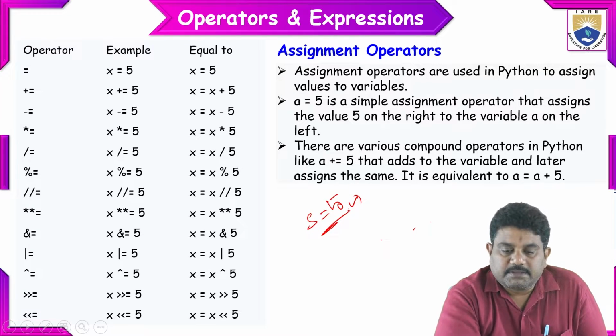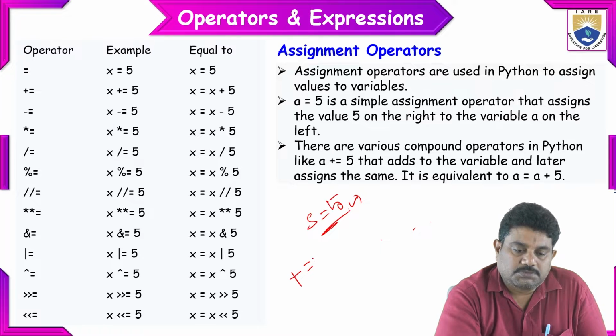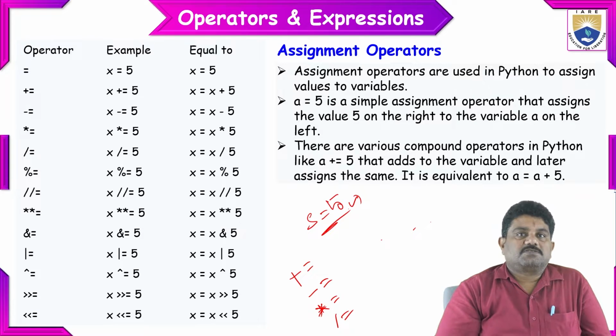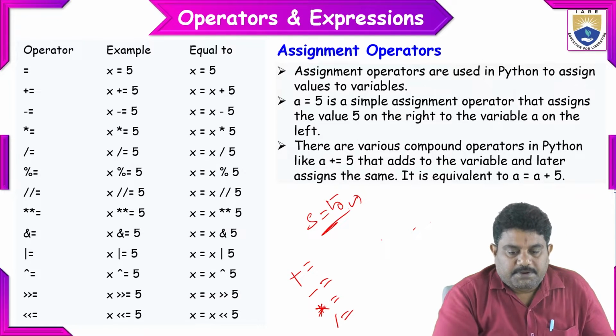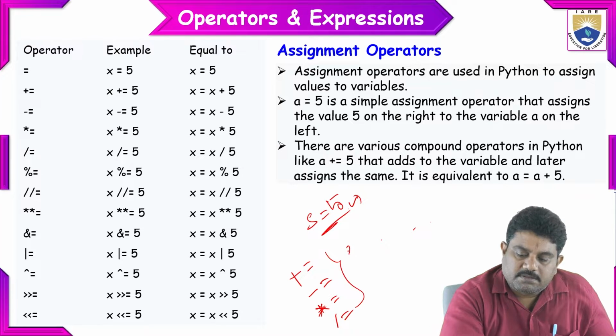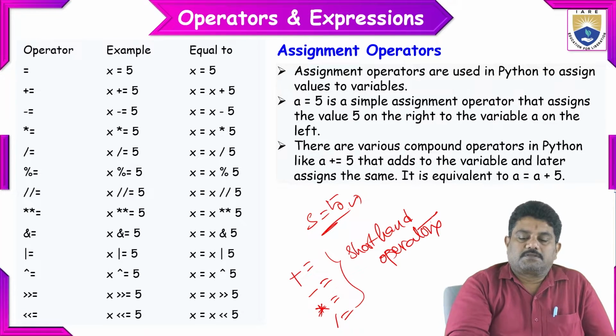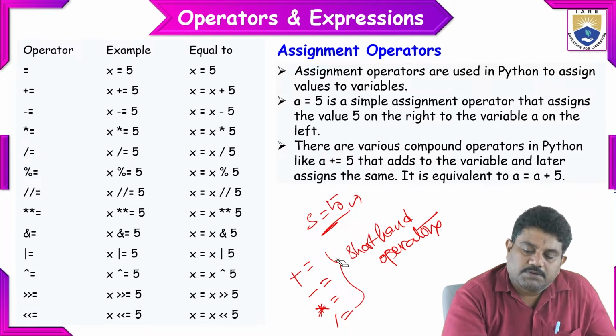So there are some other assignment operators. For example, like this: plus equal to, minus equal to, star equal to, slash equal to. Like this, there are some like this. Many operators are there. Here is the list with arithmetic operations and logical operations. We have many of the assignment operators. These are also called shorthand operators. So what does that mean? Plus equal to, minus equal to, star equal to, all these things.